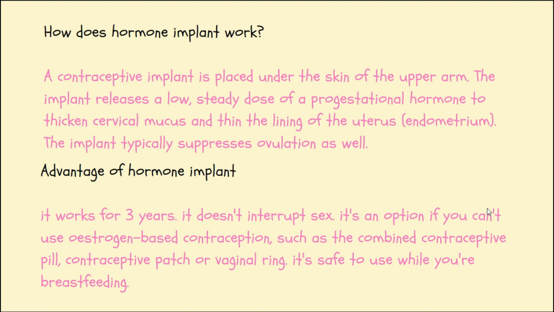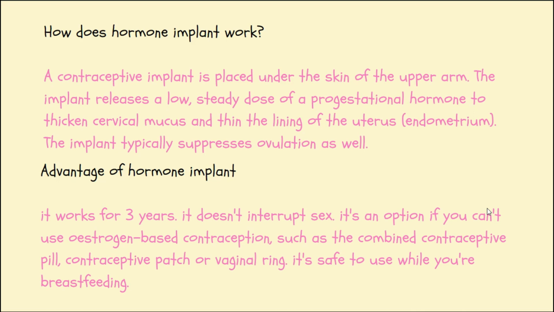So number 5 is hormone implant. What is a hormone implant? The contraceptive implant, Nexplanon, is a small flexible rod that's placed under the skin in your upper arm by a doctor or nurse. It releases the hormone progesterone into your bloodstream to prevent pregnancy and lasts for 3 years.